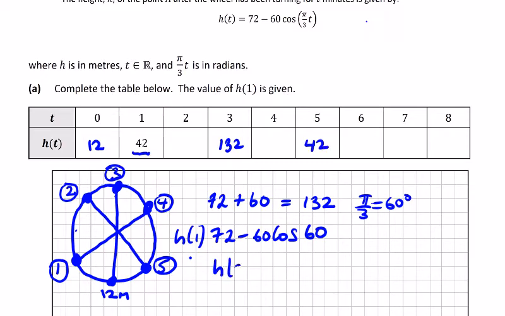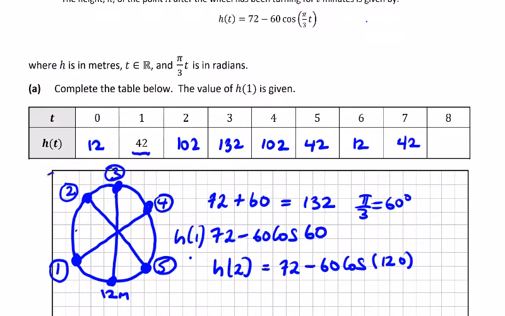So 5 is also 42. Putting 2 in, h of 2 is 72 minus 60 times the cos of 120 when t is 2. And 72 minus 60 cos 120 is 102. And then 4 will be 102. And then 6 will be back to 12. And then 7 will be the same as 1, up to 42. And minute 8 will be 102. So there's the table.